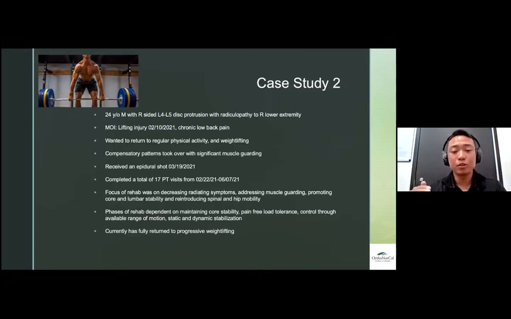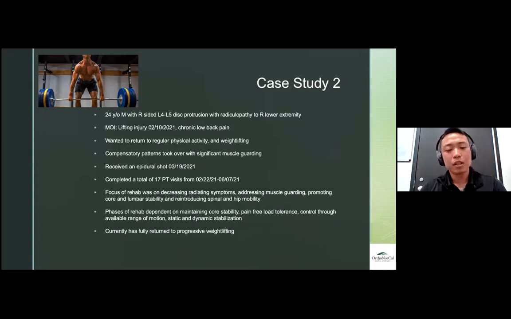And so your body tends not to be actually optimal. It tends to be very functional, and it's very smart. It's going to outsmart you. And so it's going to move for you in a way that will avoid pain, but that's not necessarily appropriate to complete the tasks that most people do, like pick things up or physical activity. So he completed 17 PT visits total, and we focused on just what I mentioned, decreasing some of his symptoms down his leg, addressing his muscle guarding, learning how to relax certain tissues while turning on the right musculature, and then engaging that core, just like I mentioned earlier.